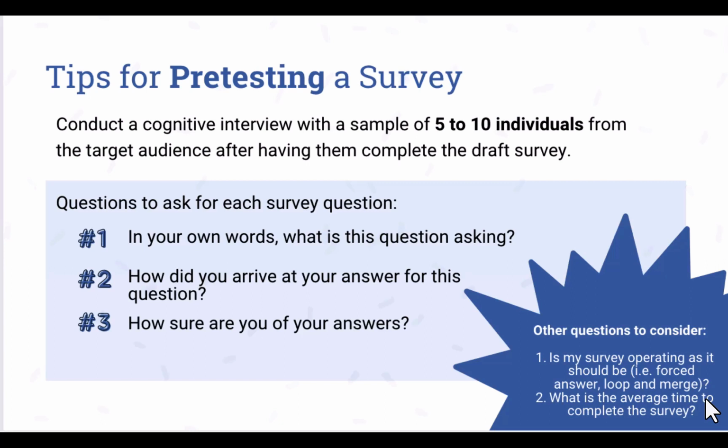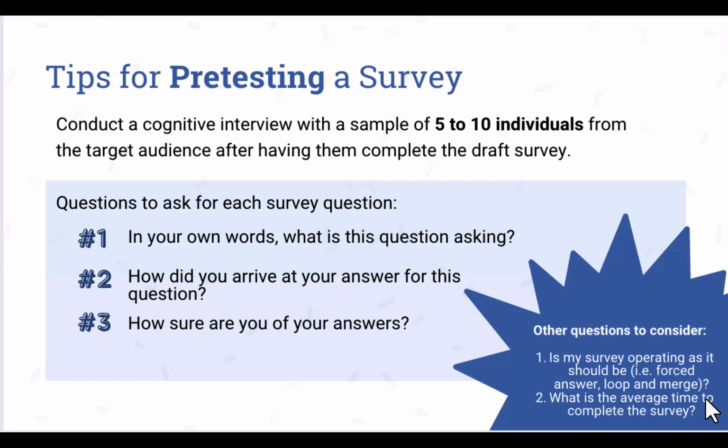So having a group of target respondents can help you identify pertinent aspects of experiences or services that need to be of high quality for survey respondents. Then next, you can conduct a cognitive interview with a sample of 5 to 10 individuals from the target audience after having them complete the draft survey that you administered during the pre-testing phase.